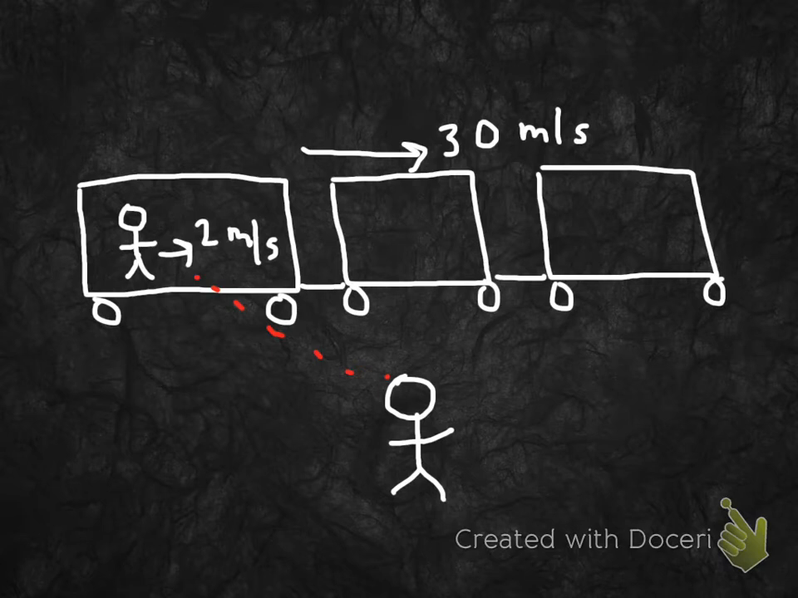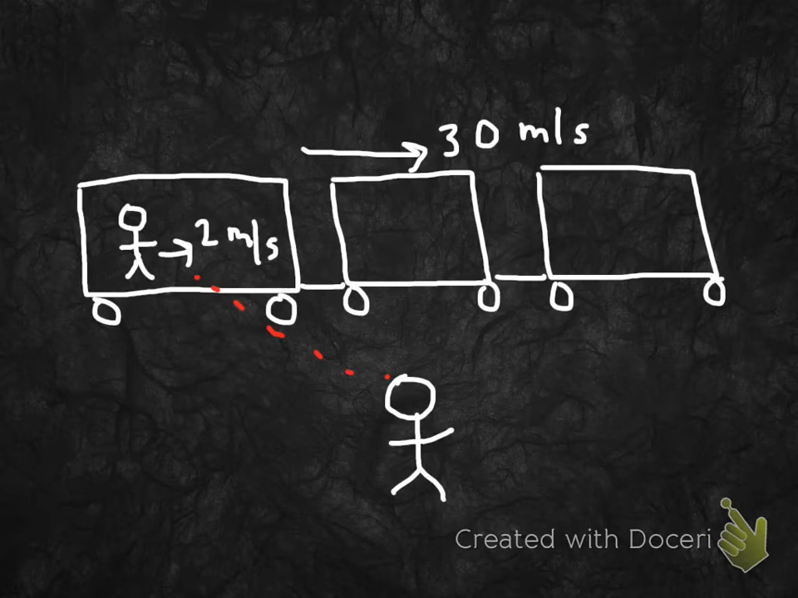So once again, we have two different frames of reference. You inside the train, as far as you can tell, you're just walking at 2 meters per second because you don't feel the motion of the train moving along. But the person outside the train sees this train moving and sees your head through those windows, and they see you moving at 32 meters per second. You take the speed of the train, add the speed that you're walking, and from their frame of reference, that's how fast it appears that you're moving.